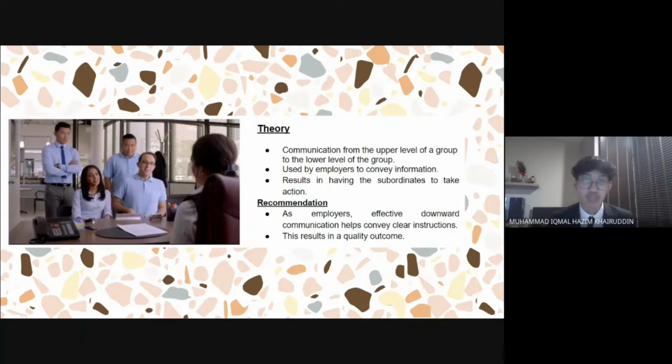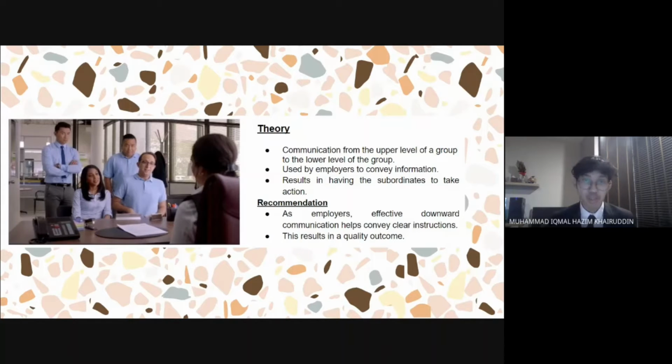What this essentially means is that downward communication is used by employers to give information or orders to the employees, expecting the employees to take action with the information and do their work and produce something. For example, in this scene, the reason why Shannon informed them of the purpose of the meeting is to have the employees take action and settle the misunderstanding, as well as to increase cultural sensitivity in the workplace. A recommendation that I can make here is that as employers, effective downward communication really helps convey clear instructions and produce quality work.